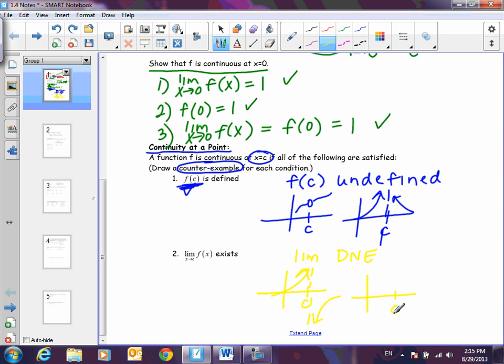What else? What else could cause there not to be a limit? And Brett, this is what you were talking about. Yeah, the jump with 2 holes. If there's a jump, there really doesn't have to be 2 holes. There just has to be a jump. They could be both holes. They can't both be points, because then that would break the vertical line test and not be a function. But if there's a hole and a point, that's right.